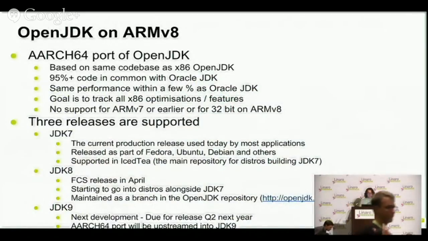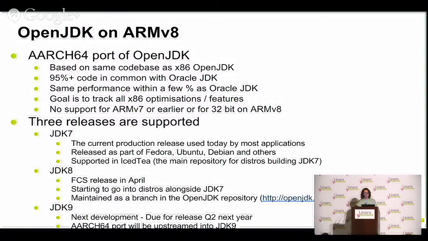So as a status update, the AArch64 port of OpenJDK is really based on the same code base as the x86 OpenJDK tree. In fact, if you pull the AArch64 tree, you can build the x86 part, which I do occasionally. So there's really common code there between that and Oracle JDK. In terms of performance, it's within a few percent of the Oracle JDK right now. The goal for the AArch64 port is to track all the x86 optimizations that take place, and also additional features. And the key point here is there's no support for ARM v7 32-bit.